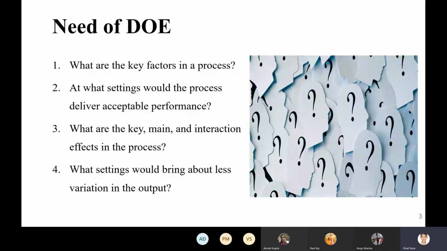Now we see what is the need for DOE. So DOE is basically used for providing answers to questions. So the first question is, what are the key factors in the process? So anyone knows what is a Pareto analysis? If anyone knows the answer, he can unmute himself and give the answer. But we learned statistics at some point of time, so we must know what is Pareto analysis. Anyone knows what is Pareto analysis?